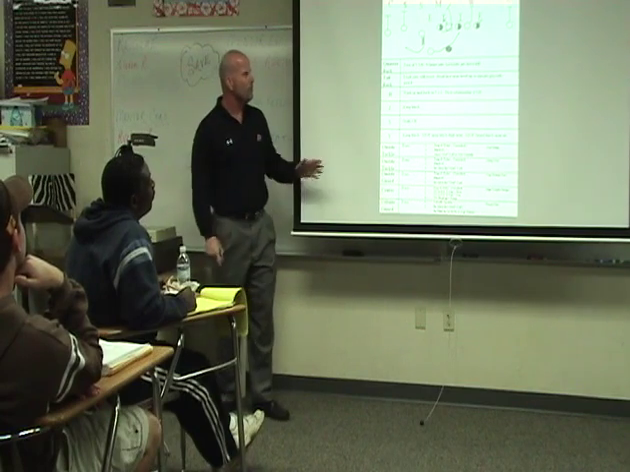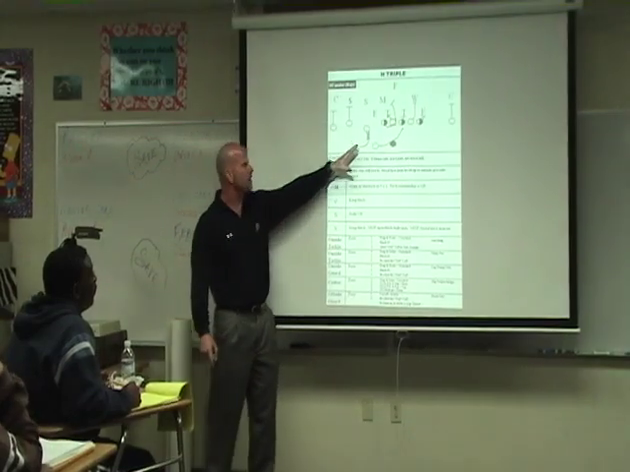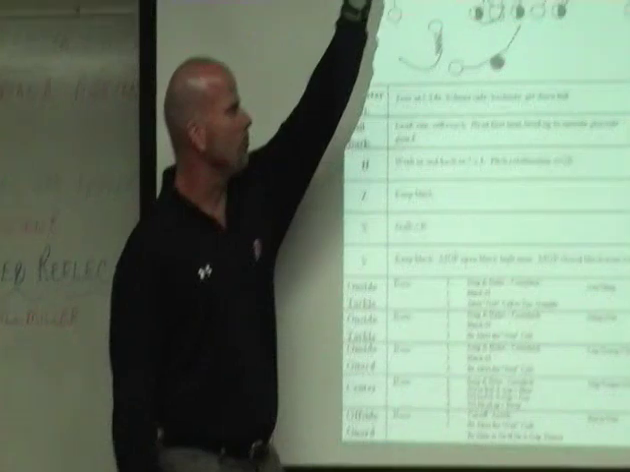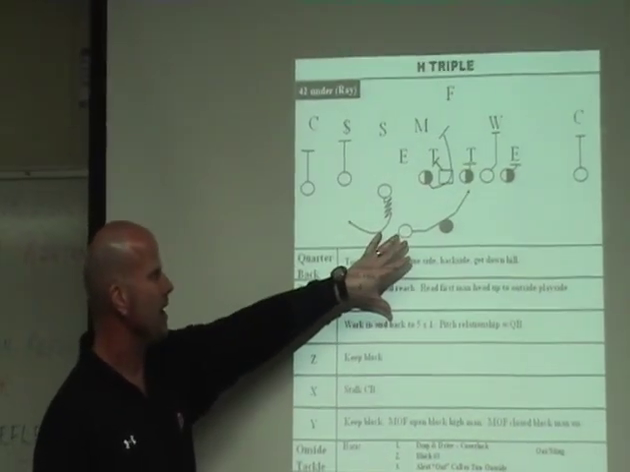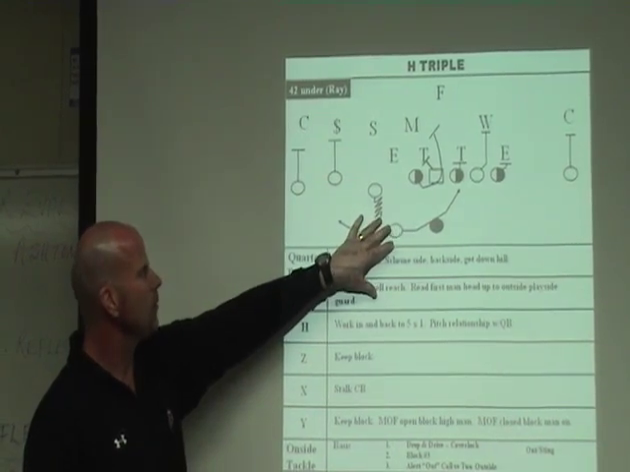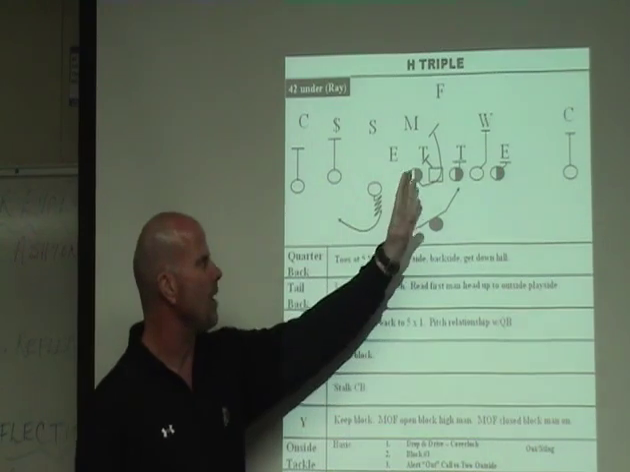Okay, H triple. Again, we do this. This is just another way, and you see an unbalanced set. We kind of drew this up. This is a Missouri deal. This is a play that we kind of messed around with. We never had the balls to call it. I wish we would have. But this is just an unbalanced set. But you can do this with the tackle over here and block the same way.